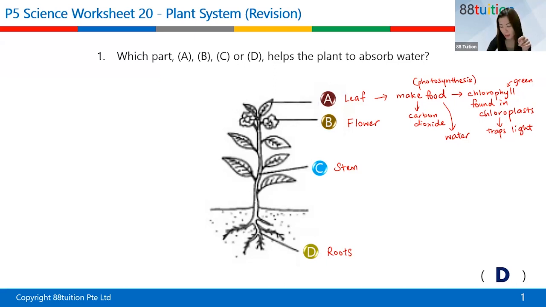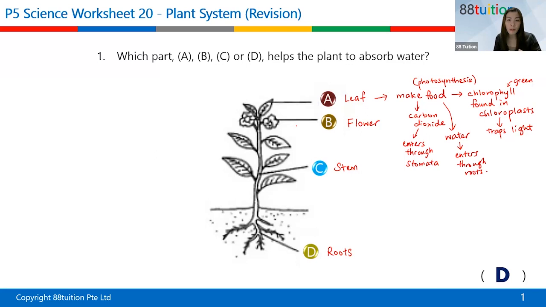Now, let me ask you, where does the carbon dioxide come from? Where will it come from? Yeah, the surrounding, correct? Then how does it enter the plant? Is it through the roots? Stomata, good. So this enters through stomata. What about water? Water actually enters through, yes, very good, the roots. Well done.